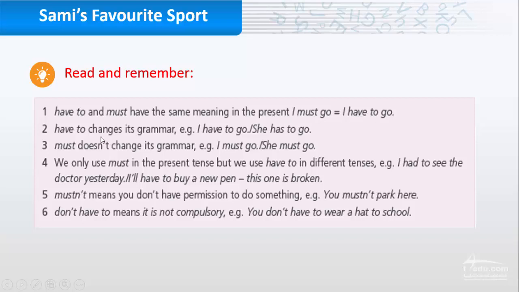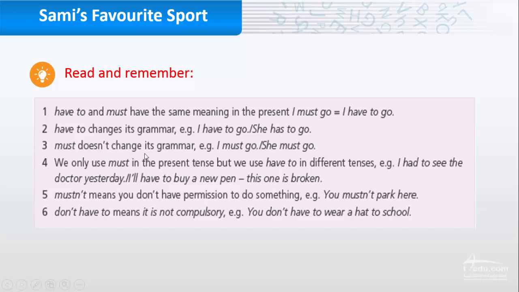Number two, have to changes its grammar. For example, I have to go, she has to go. So if you have the subject with I, they, we, you, then you use have. If you have the subject she, he, it, or a singular, then you use has.